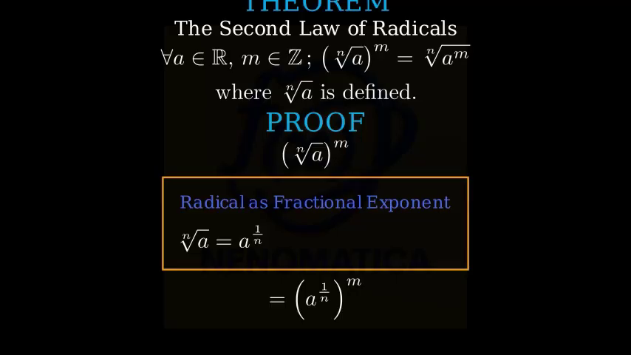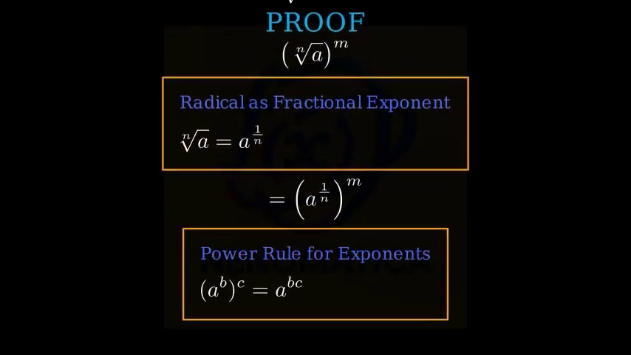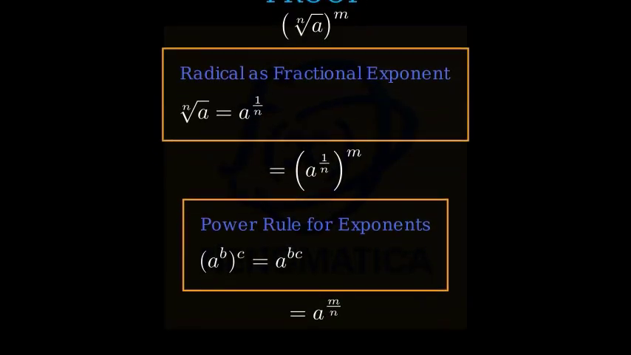For our second step, we'll apply the power rule of exponents, which states that when we have an expression raised to a power and that entire result is raised to another power, we multiply the exponents. So, a to the power of 1 over n, all raised to the power of m, equals a to the power of m times 1 over n.